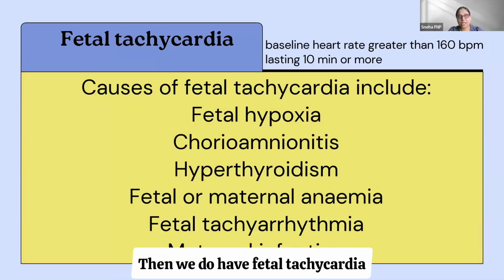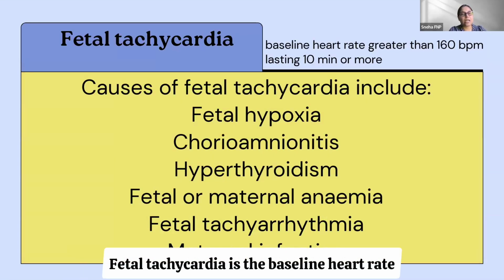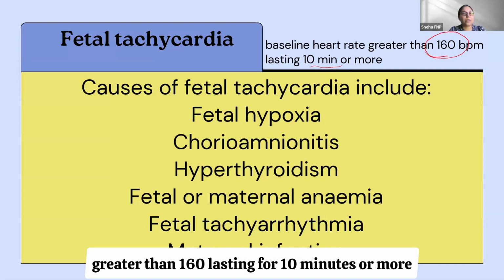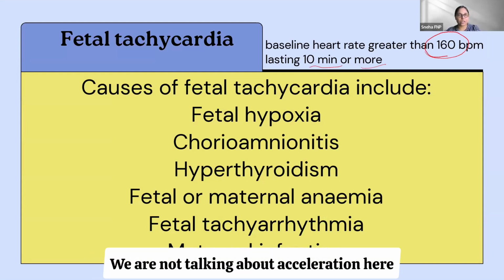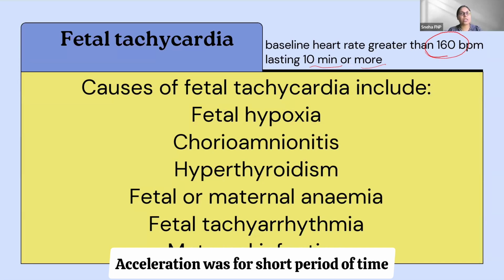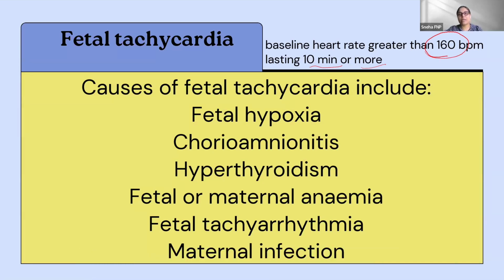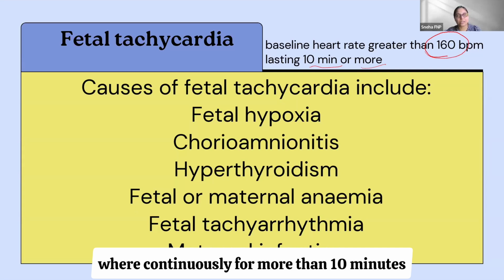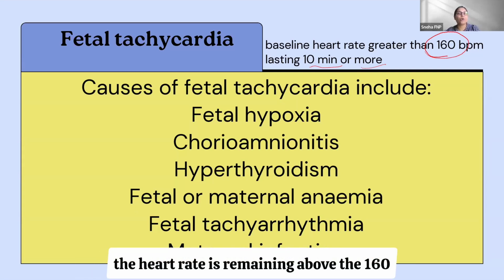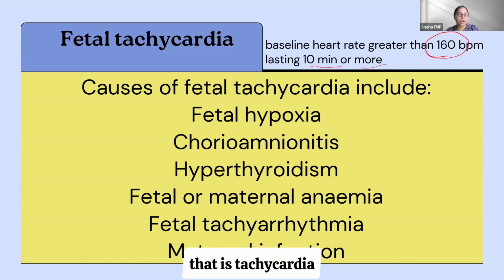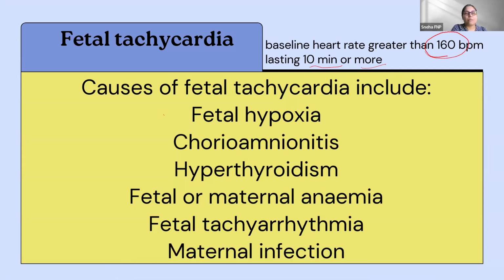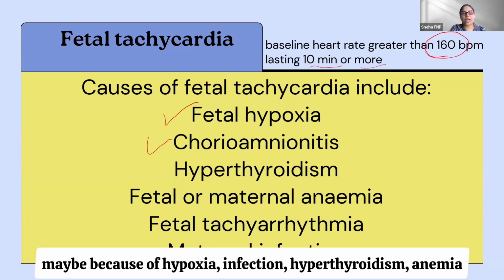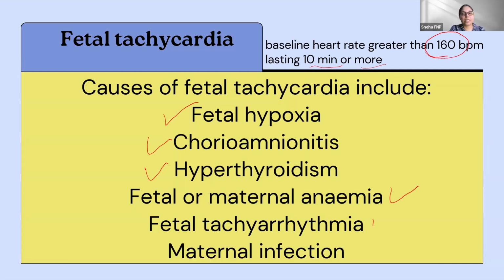Then we have fetal tachycardia. Fetal tachycardia is a baseline heart rate greater than 160 lasting for 10 minutes or more. We are not talking about acceleration here. Acceleration was for a short period of time, an increase in fetal heart rate above the baseline by 15 beats per minute for at least 15 seconds. Tachycardia is where continuously for more than 10 minutes the heart rate remains above 160 beats per minute. There are many reasons for it: hypoxia, infection, hyperthyroidism, anemia, fetal tachyarrhythmia, or maternal infection.